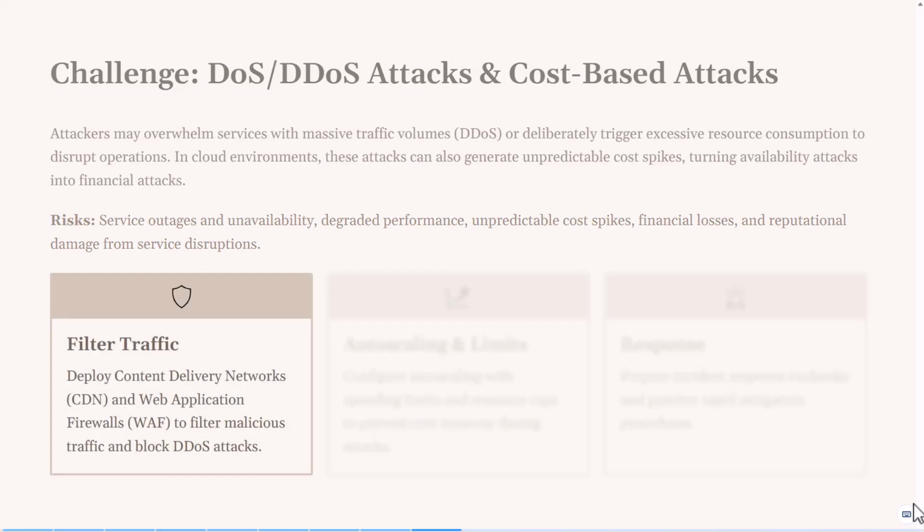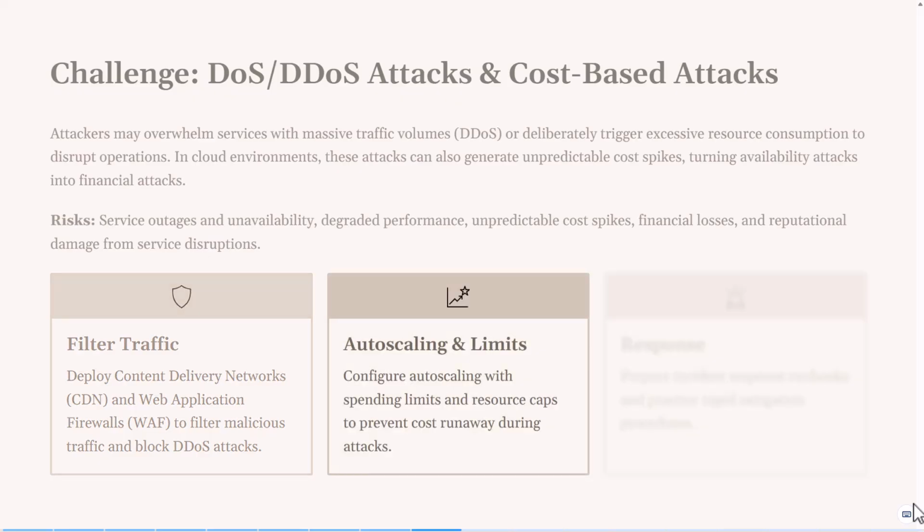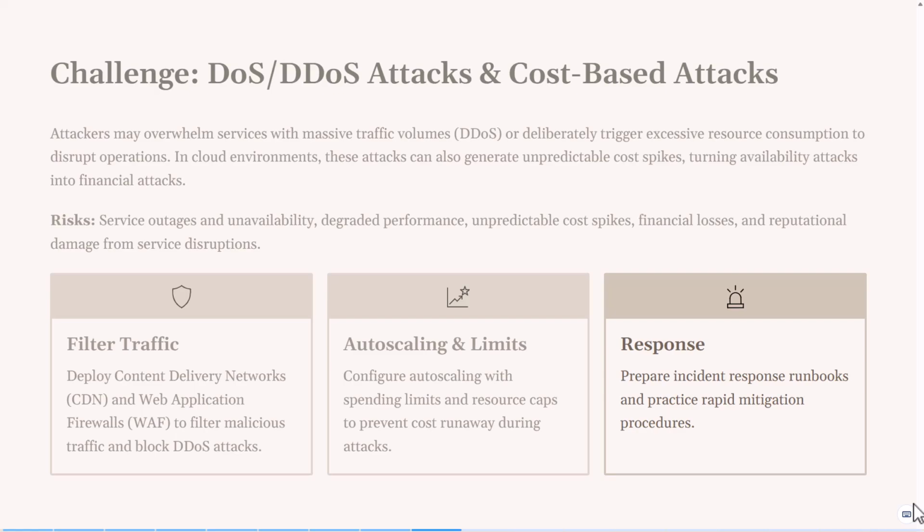Some solutions for this challenge are using a content delivery network, that is a system that delivers website or app content faster by using servers in many locations. Or using a web application firewall, that is a tool that blocks bad traffic and protects web apps from attacks, to block bad traffic and stop DDoS attacks. Setting limits on resources and cost so attacks don't make bills very high. Having a plan or response ready to handle attacks quickly.